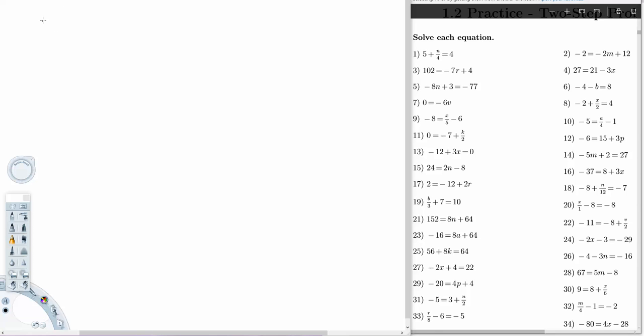So moving on. Problem 12. Negative 6 equals 15 plus 3p. All right.